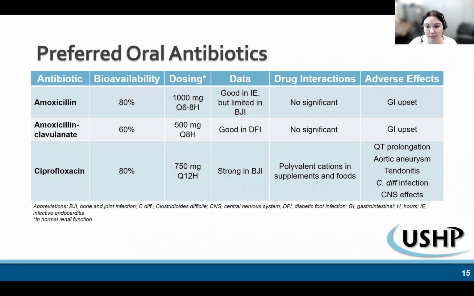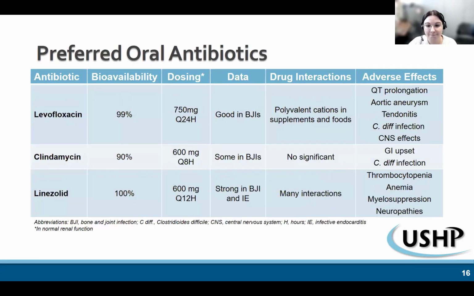Ciprofloxacin has good bioavailability, twice-daily dosing, and strong data in bone and joint infections. The most significant drug-drug interaction is with polyvalent cations, such as magnesium, calcium, and iron in food and in supplements. As we know, fluoroquinolones do have many potential adverse effects, including QT prolongation, aortic aneurysm, tendinitis, C. diff infections, and some CNS effects are possible. Levofloxacin is very similar to ciprofloxacin. However, it does have a higher bioavailability and only once daily dosing.